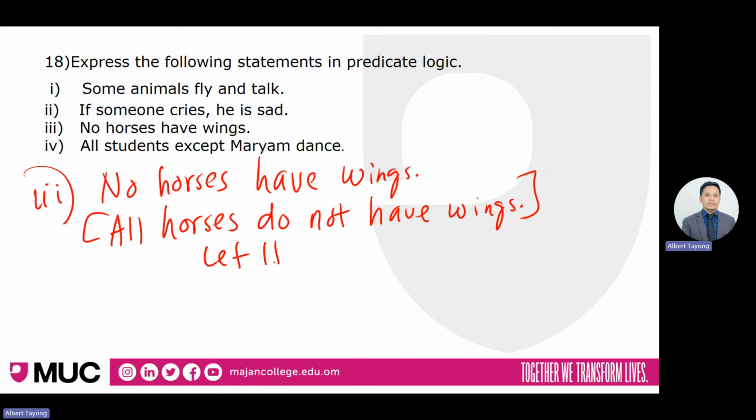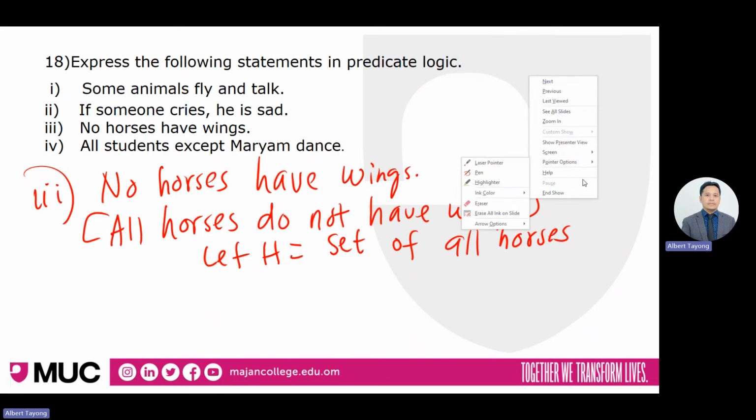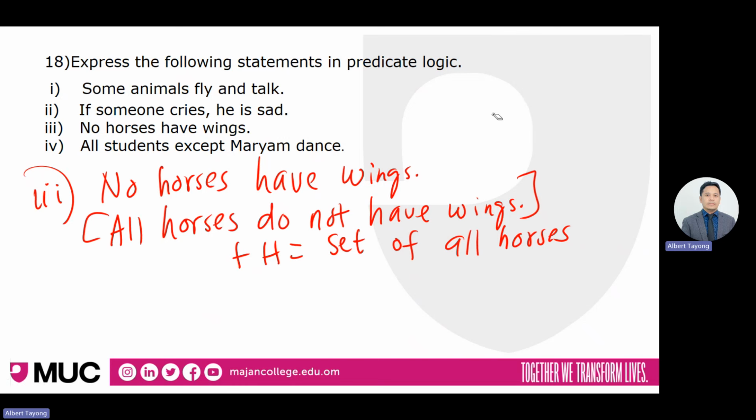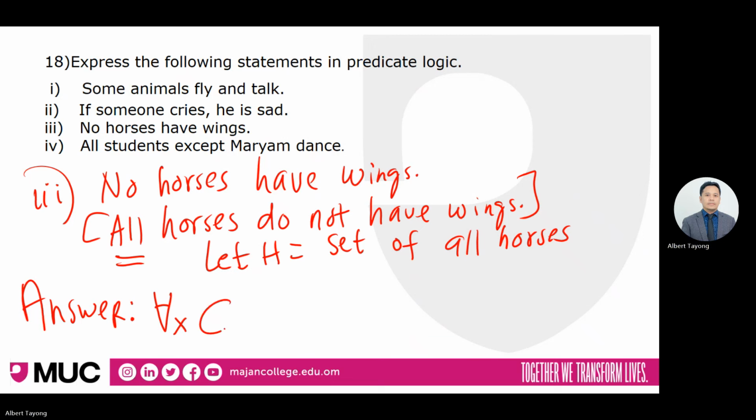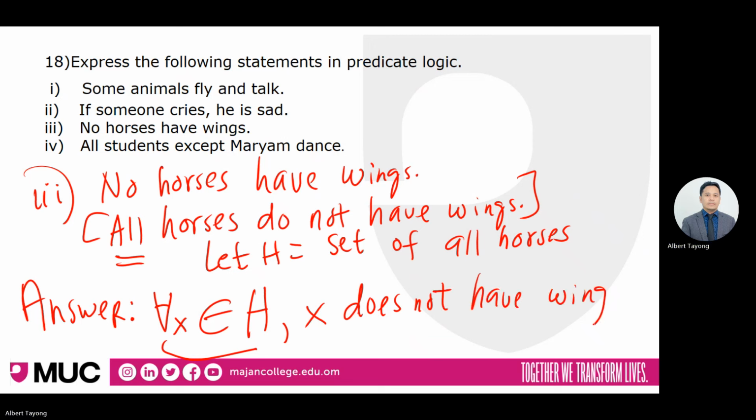So we let H equals set of all horses. This is the first. You have to define first the domain. What is the domain? What we're talking about. Okay. So our answer here, we start with this because of all in H. That's the horses. All horses, comma X singular does not have wings. Okay.